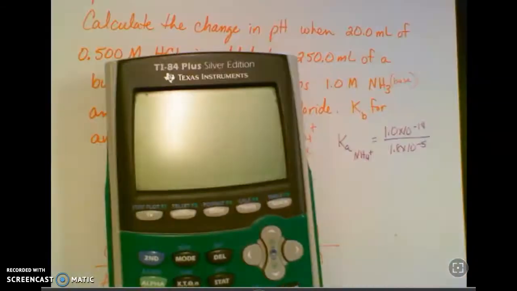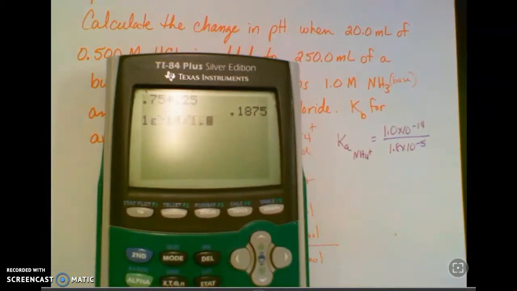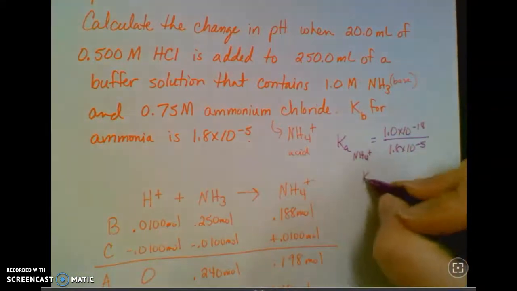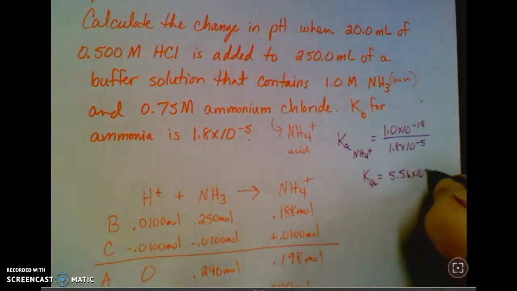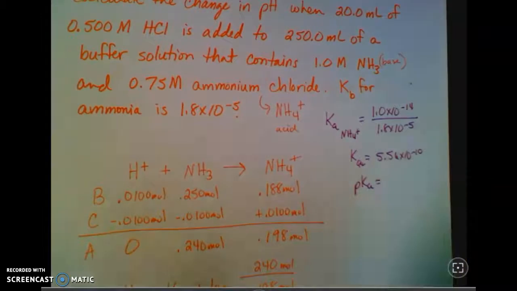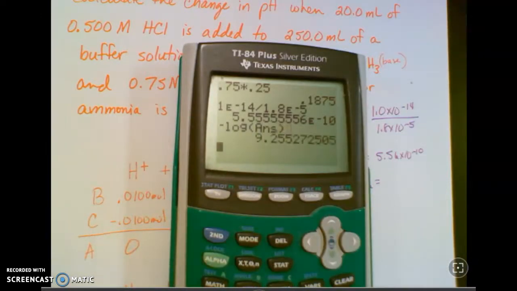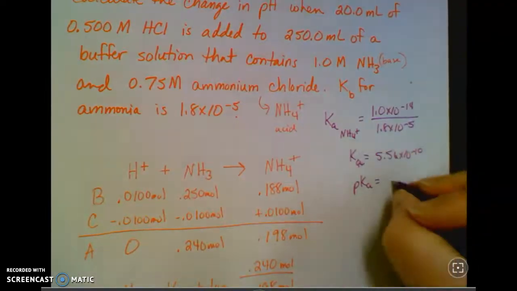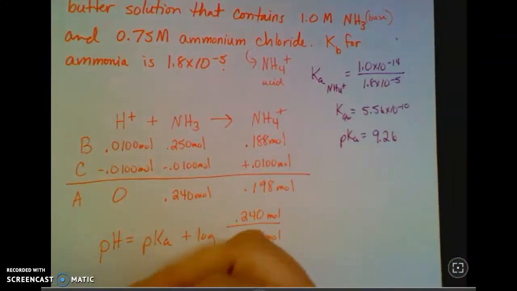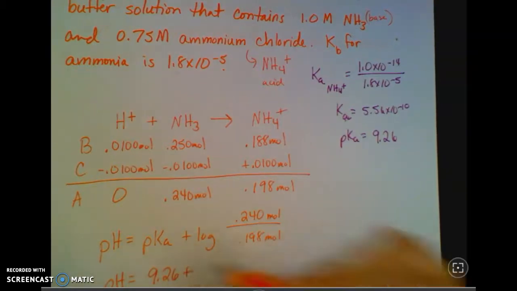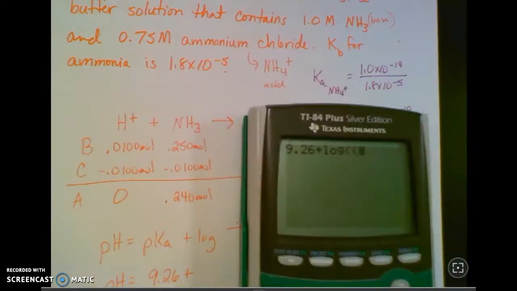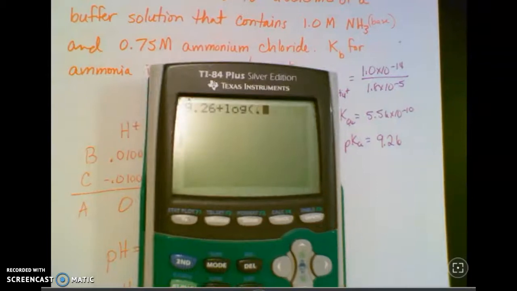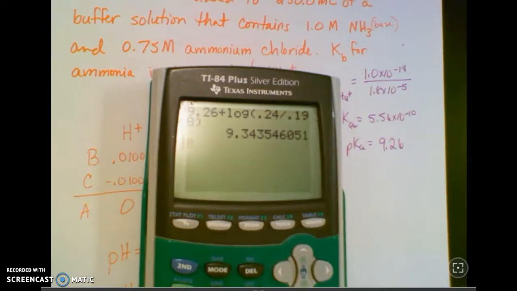And so when you figure out what that actual number is, it is 5.56 times 10 to the negative 10. Sorry, Ka. 5.56 times 10 to the negative 10. And so pKa is just the negative log of that. So negative log of that answer is 9.25. Sorry, 9.26. We'll round up. So then I'm going to come back down here and just plug that right in. So the pH is equal to 9.26 plus the log of 0.240 over 0.198. And I get 9.34.